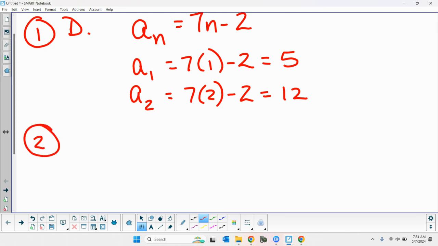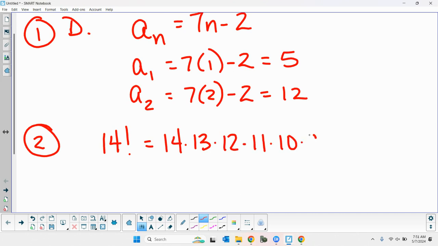On this one, this little symbol means this, all the way down to 1. Okay, but that symbol is in your calculator, okay? So you'll just put it in your calculator, all right?